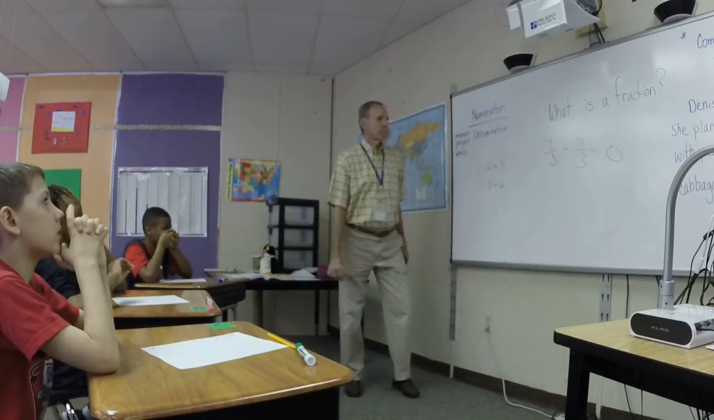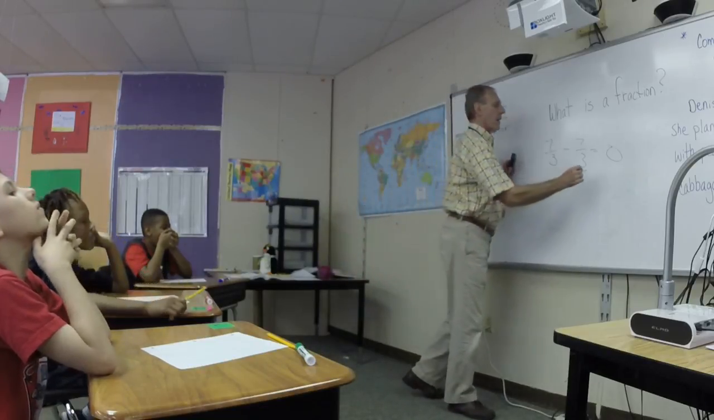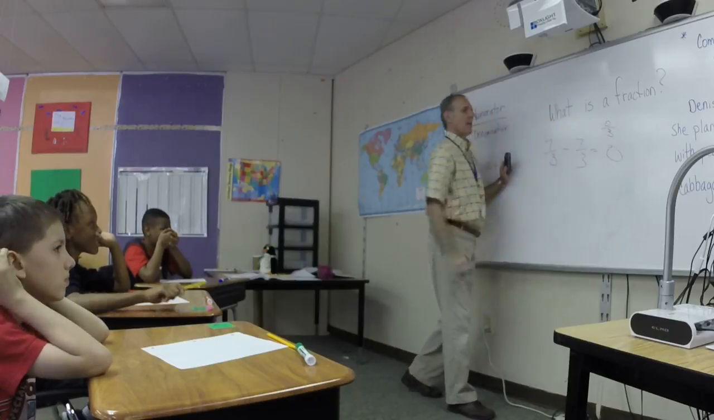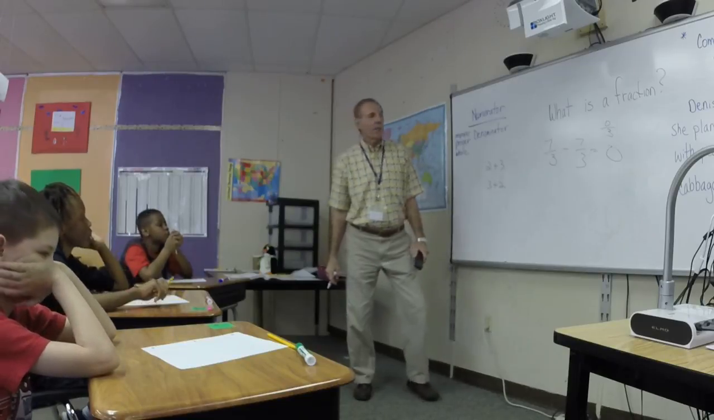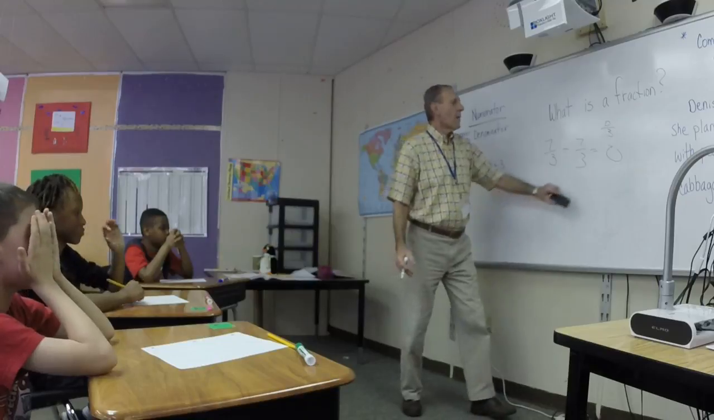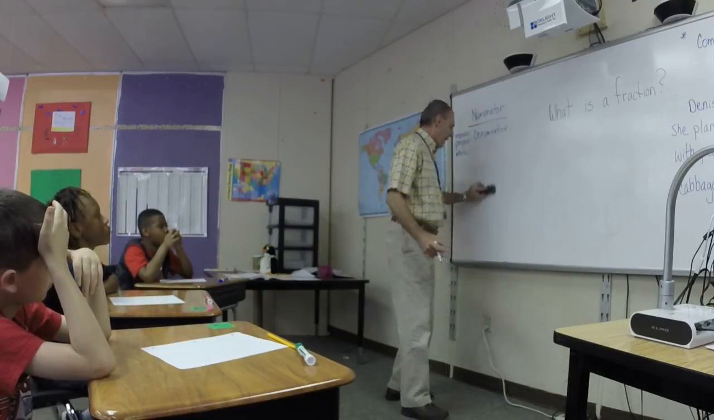Just 0. You don't have to put the 3. No, you don't have to put the 3, because 0 over 3 is nothing, okay? And if you were to divide 3 into 0, you're going to get 0. Okay, so we've got a little bit of subtracting.